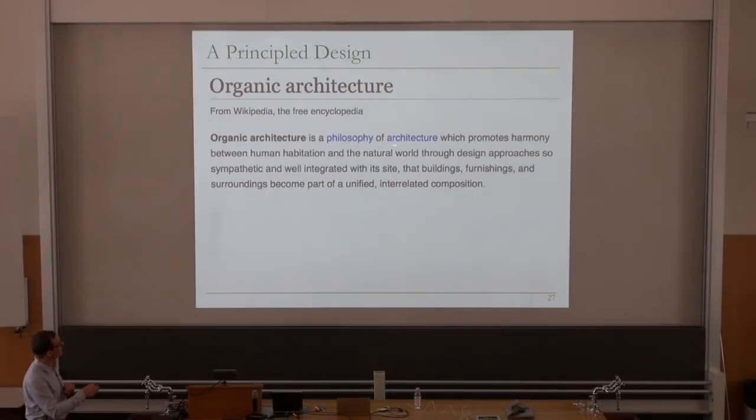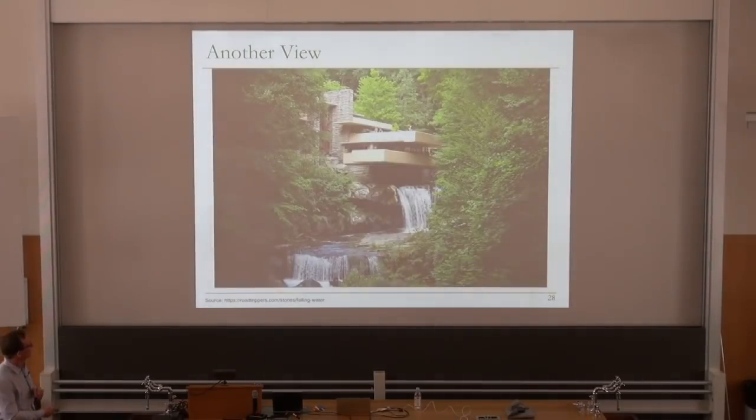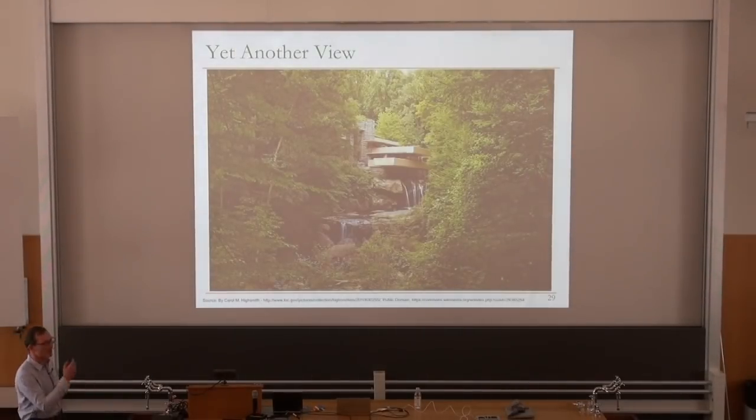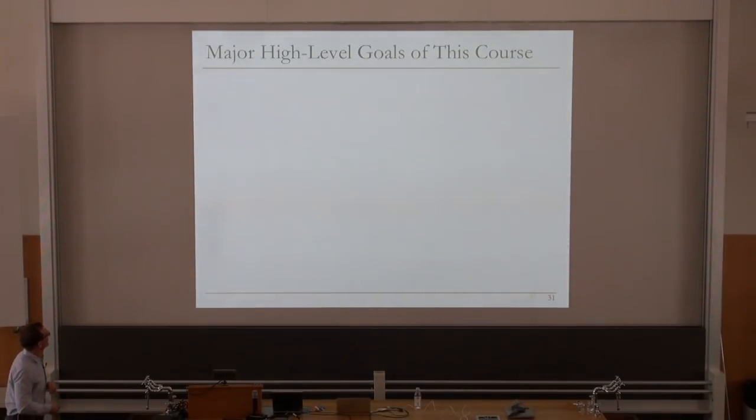Okay, so his principle was organic architecture. It is a philosophy of architecture which promotes harmony between human habitation and the natural world through design approaches so sympathetic and well integrated with its site that buildings, furnishings, and surroundings become part of a unified, interrelated composition. That's exactly what Fallingwater is, actually. And it's a beautiful picture. There are more beautiful pictures. Even during the winter, it's even more beautiful, I think. Okay, so what is this all about, basically?